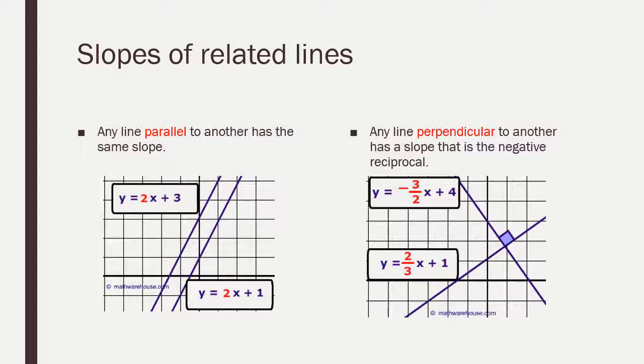Now, if a line were perpendicular to another line, there is a relationship between the slopes. One of the lines will have a slope that is the negative reciprocal of the other one. So in the case here on the right, I've got a line that has -3/2 x for the one that's negative. And then if I flip that upside down to get the reciprocal, that would be -2/3. And if I take the negative of that, I get +2/3. So the slope of a line that's perpendicular to the first one would be 2/3.